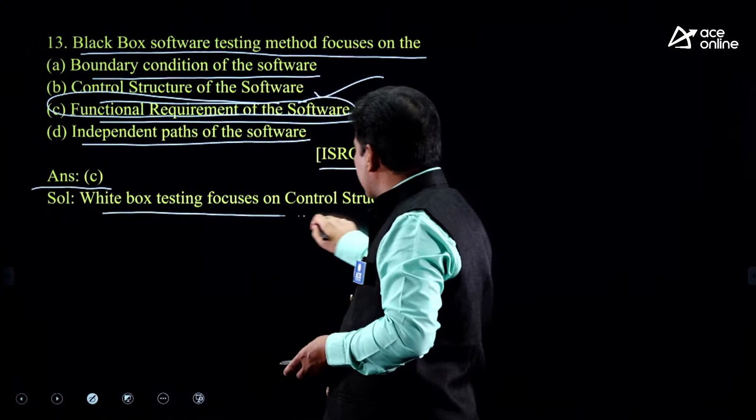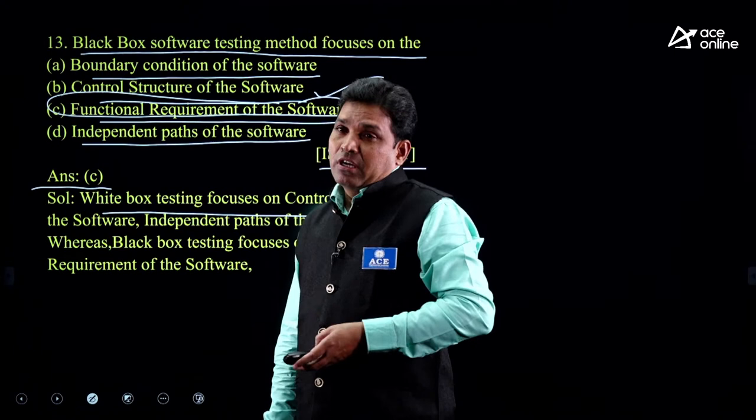So white box testing focuses on control structure, we already discussed it. Whereas black box testing focuses on functional requirements of a software system.